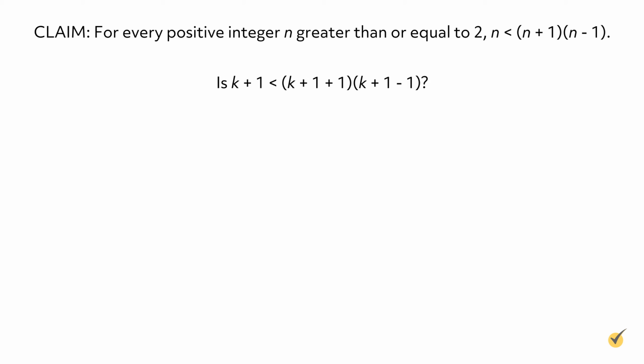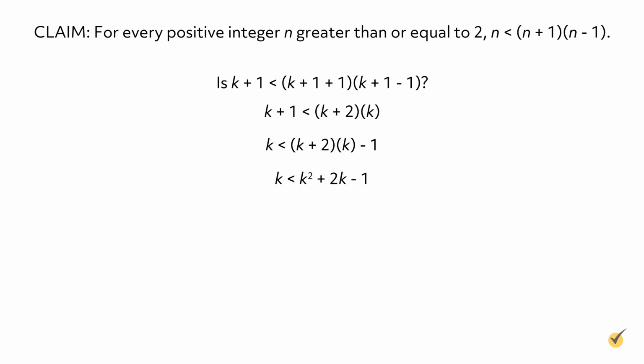So is k plus 1 less than (k plus 1 plus 1) times (k plus 1 minus 1)? Notice from our previous statement that anywhere we had a k, we replaced it with k plus 1. Now we're going to simplify. So we have k plus 1 is less than (k plus 2) times k. Then we can move our 1 to the right side by subtracting 1 from both sides and get that k is less than (k plus 2) times (k minus 1). Now we can distribute and we'll get k is less than k squared plus 2k minus 1.